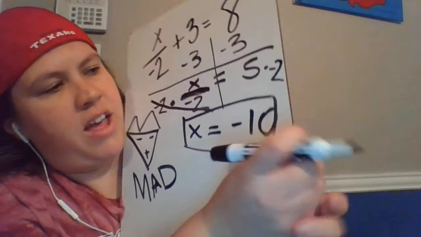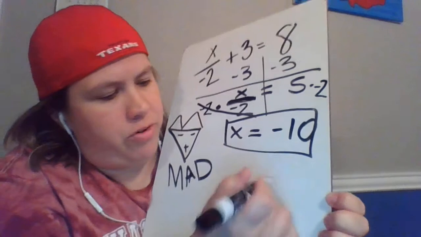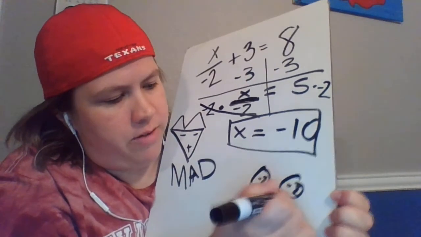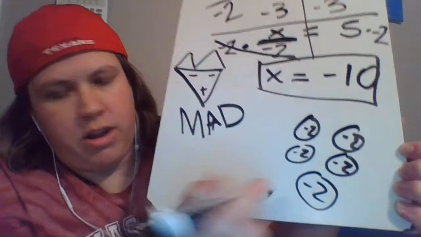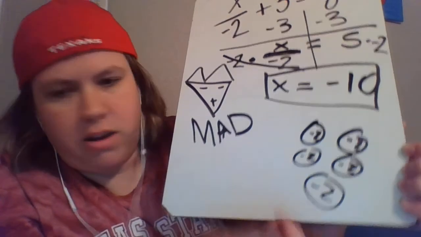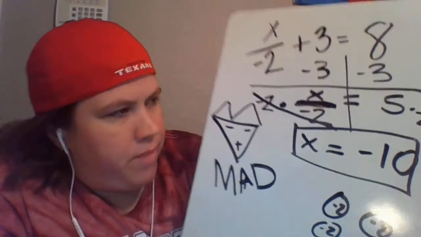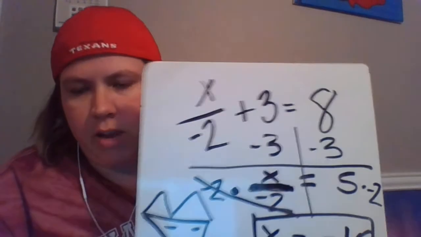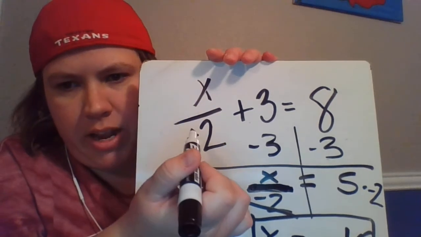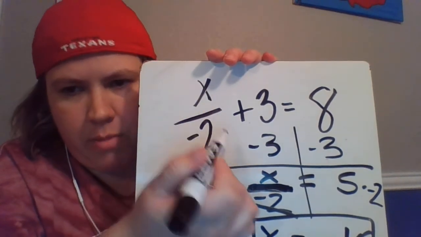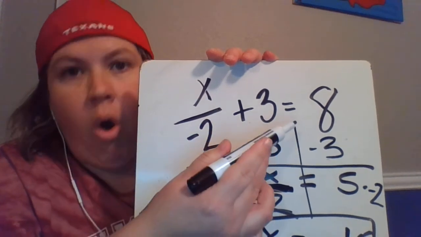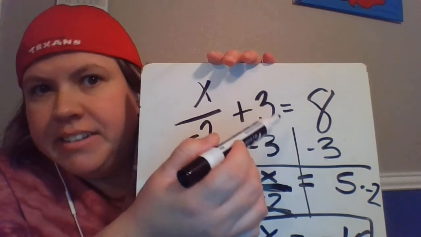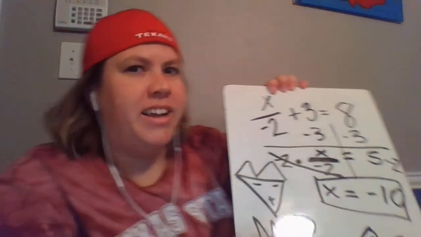Okay, because it's like having 5 groups of negative 2. So if I had negative 2, negative 2, negative 2, negative 2, and then negative 2. Negative 2, 4, 6, 8, 10. I'd have negative 10, right? And if you plug that in, it would make sense, because negative 10 divided by a negative 2, 10 divided by 2 is 5. 5 plus 3 is... it's 8. Go figure. It's like I did the math right or something.